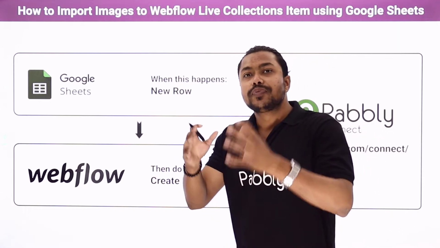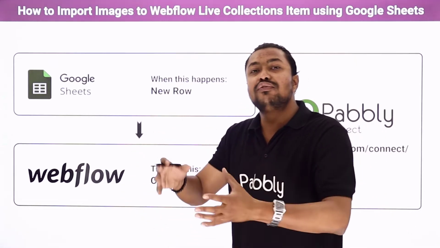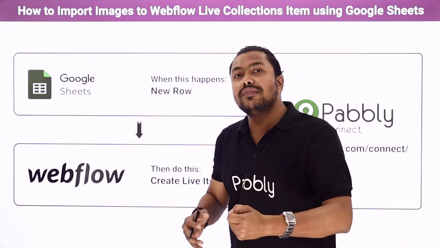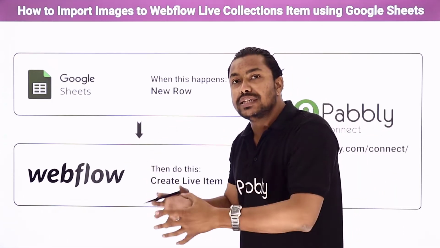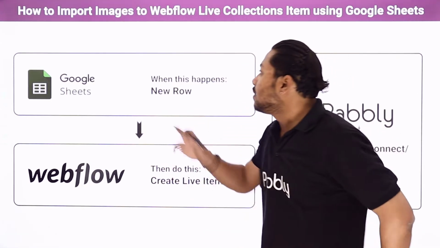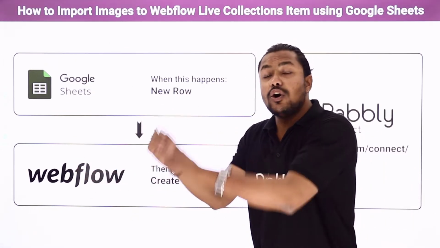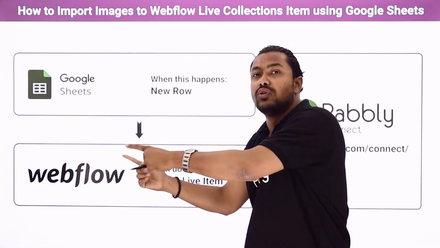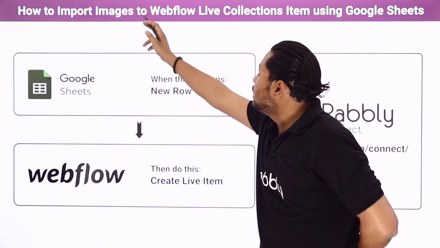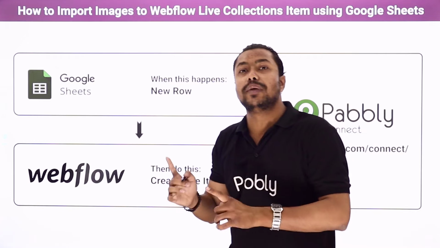What you can do is you can assign tasks to different people of finding different kinds of images. Now what they will do, they will find different types of images and they have access to a Google Sheet where they are going to put the link of those images, and automatically from that Google Sheet your new live collection item will be created in your Webflow account.